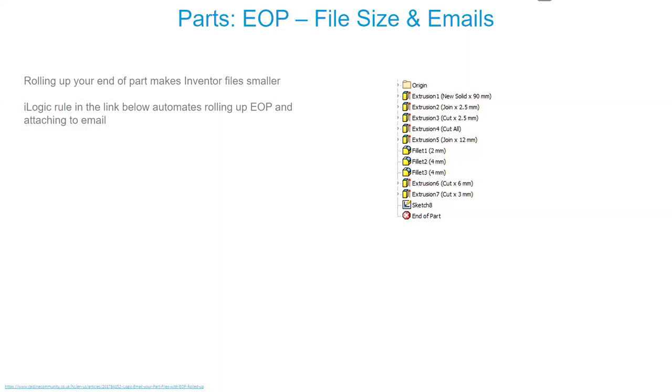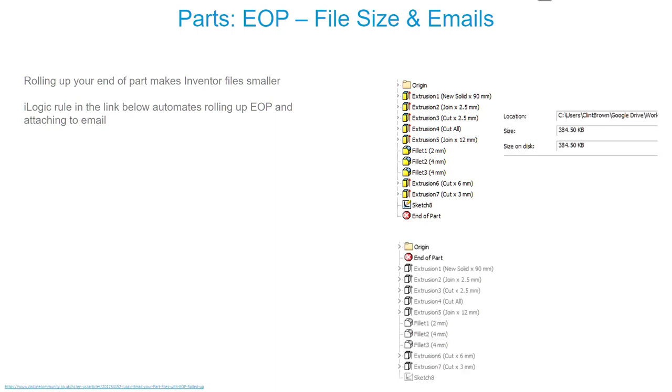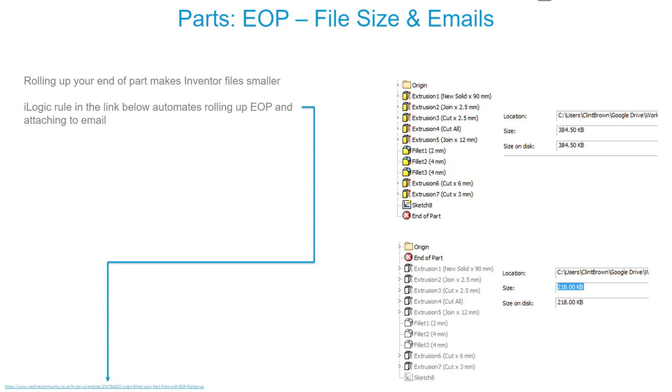An interesting quirk, if you roll up your end of part and save, your file size reduces. So you'll see in this example, it's a very simple part, but I've gone from 384 megs down to 218, all right? And there's a little link down the bottom that I wrote, which is an iLogic routine, which will take a part file, roll its end of part up, save it, and attach it to an email so you can send it to someone if that's something you want to do.